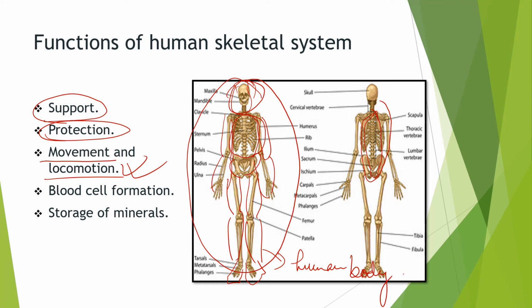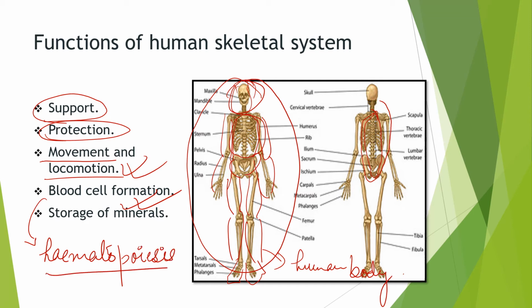Now next comes blood cell formation. How does blood cell formation happen? This process is also called hematopoiesis. So what is it also called? It is also called hematopoiesis. This is another term for blood cell formation.